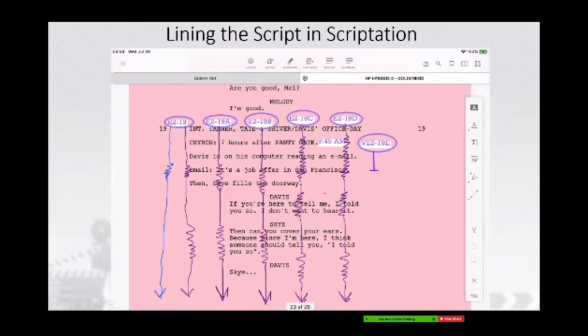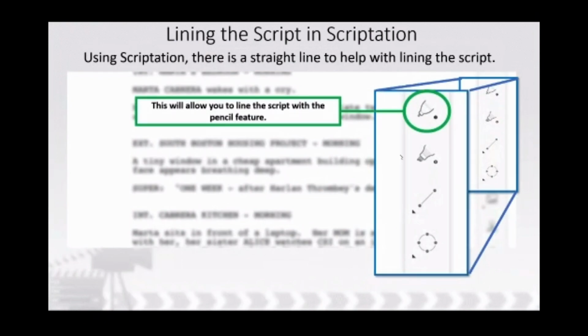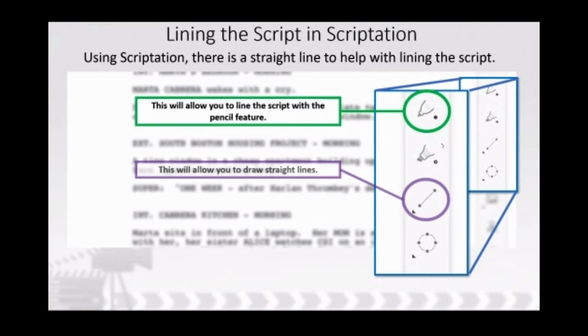Now, how do you line in Scriptation? That's what I mainly use Scriptation for, is for lining. So you can obviously use the pen tool. That's what I used here with the different colors. So I use the type thing, I type the bubble, and then I go and get the pen, so that way I can just do the straight line and the squiggle. So it looks more like I'm using pen and paper.